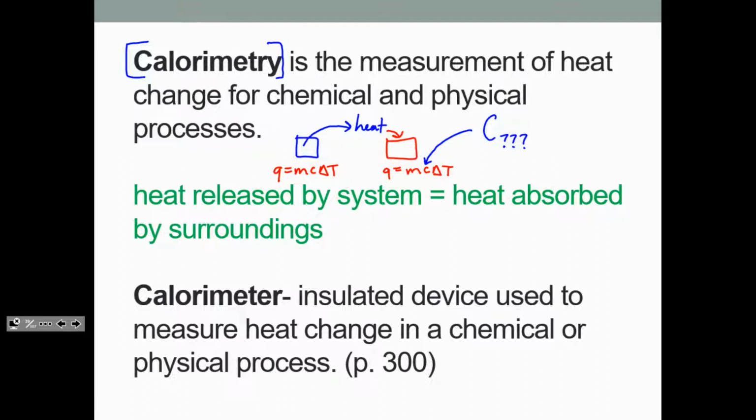So what we're going to know is that the heat released by a system is going to equal the heat absorbed. And so as far as Q goes, if heat is released, that's going to be a negative value, and if heat is absorbed, Q is a positive value. The device we use is a calorimeter. It's an insulated device used to measure heat change in a chemical or physical process.